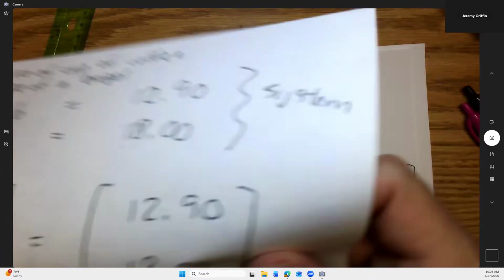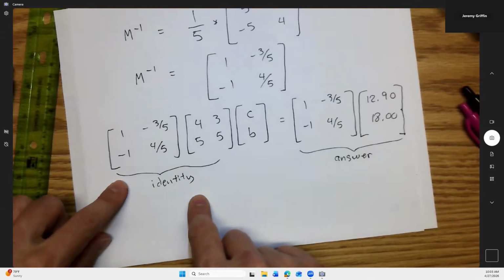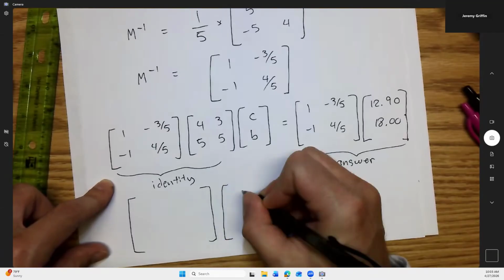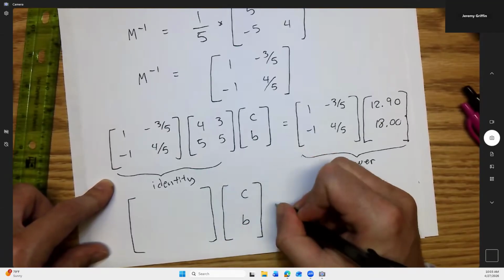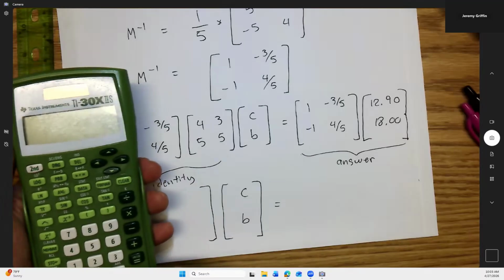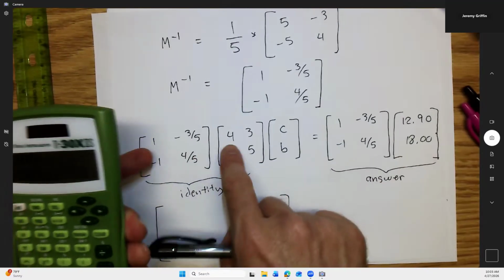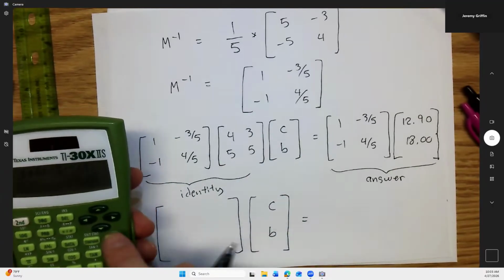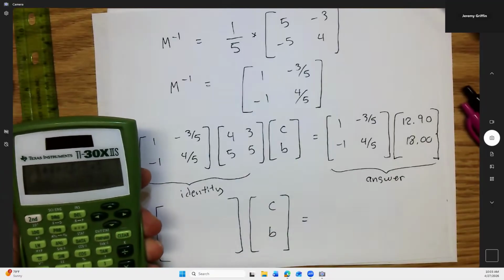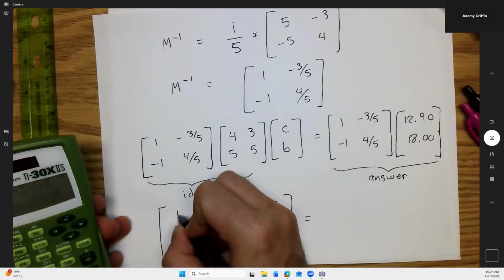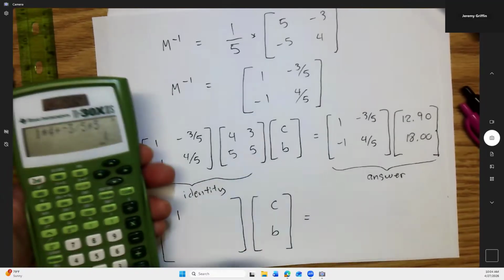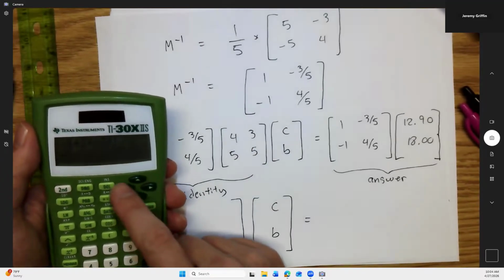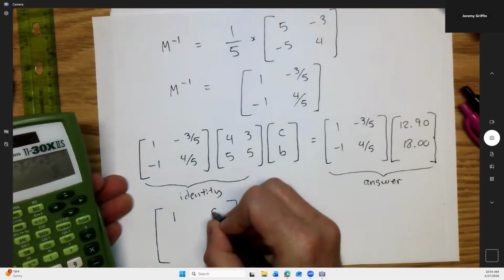Right, now it's really good for completion here. I do want to show you guys this is going to consolidate to the identity matrix. I'll just do this on my calculator screen. So it'll be 1 times 4 plus -3 fifths times 5. It's 1. Okay, so this is 1. How about 1 times 3 plus -3 fifths times 5? That is 0.